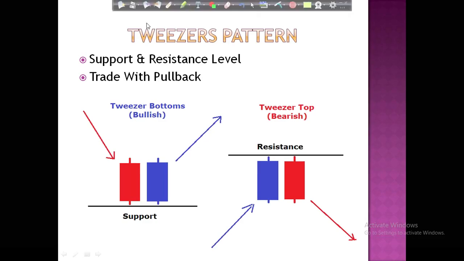Is that clear? This is called tweezer. Is it clear? It's the opposite for sell. Is it clear? This is the doji pattern. This is called the tweezer pattern, or the first candlestick pattern I use mostly. I told you about the five most powerful candlestick patterns. I'll show you. Let's get started. Let me show you in the live chart.